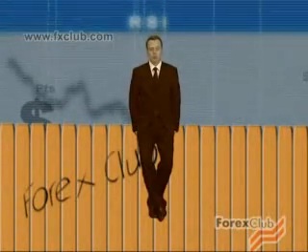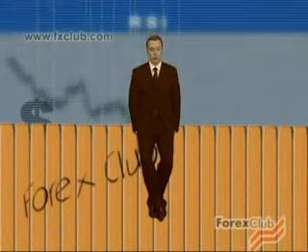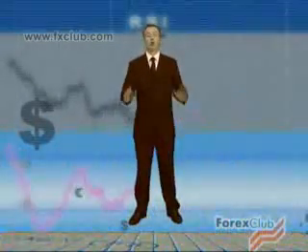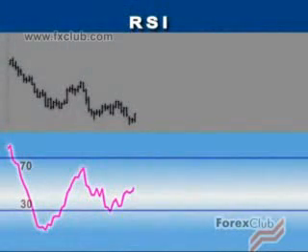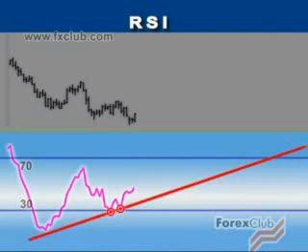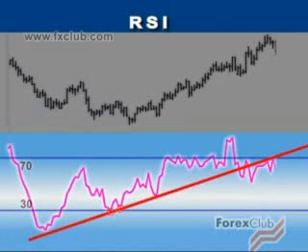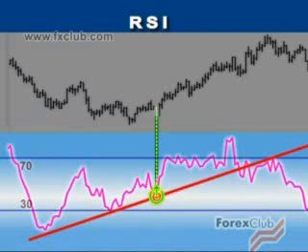What should we do? Sit on the fence? Hold all trades? No way. Believe me, RSI is an extremely useful indicator. Look at this rising red line. It's a support line, but it's not for price. It's for the RSI oscillator. Every time that the indicator tests and recoils from this support is a good opportunity to go long.